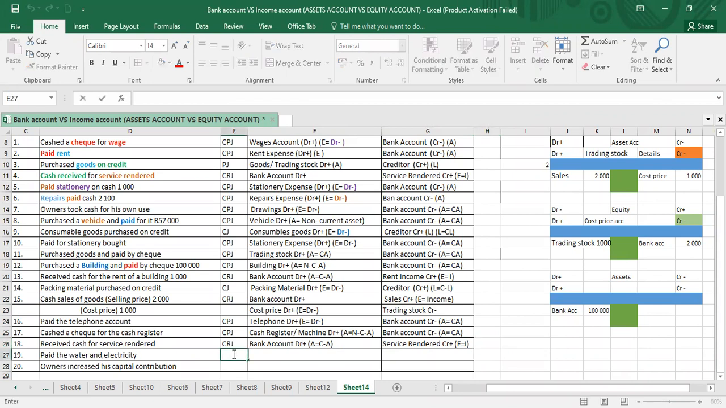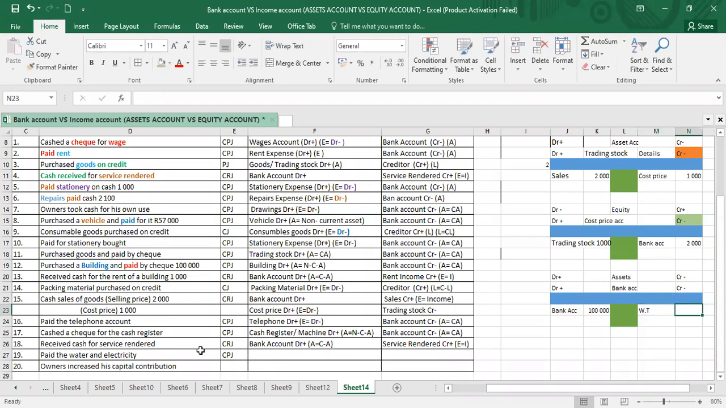Paid water and electricity. When you pay for something, money leaves the business bank account. CPJ. Right. When you lose money, bank needs to be credited. Can you see? Every time when you buy something, we record this side. So what is it that you are paying? You use your bank account to pay for what? To pay for water and electricity.